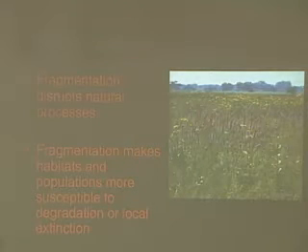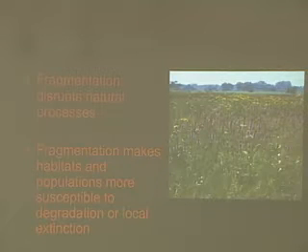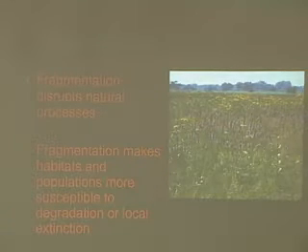Fragmentation disrupts natural processes, and fragmentation makes habitats and populations more susceptible to degradation or local extinction. As an example, we still have some pretty good remnants of prairie around Chicago, but one of the processes that no longer works there, at least naturally, is burning. Without artificial burning, those prairies very quickly take on a different character, and the species that they're meant to conserve obviously change.